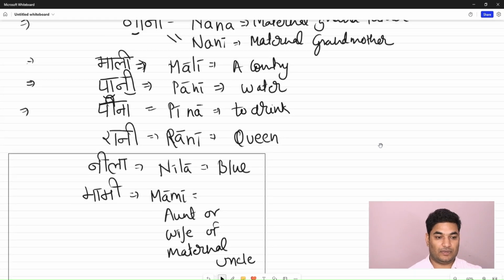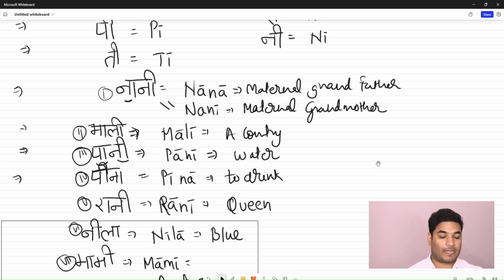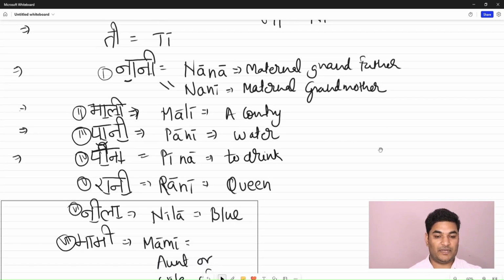Fine. So there are many words with E matra. I will upload the practice worksheet for you. You can practice them there more. 5, 6, 7 words we did today. Let's revise them. Nani, Mali, pani, pina, rani, Nila, and Mami.